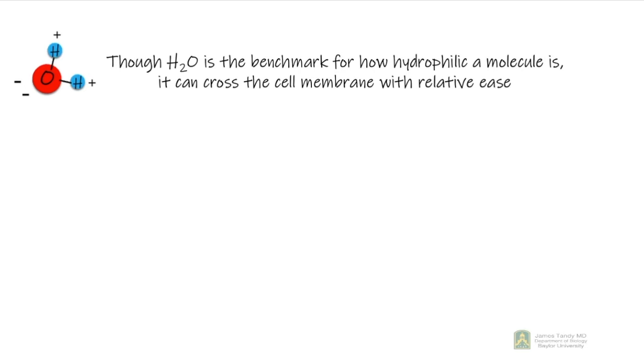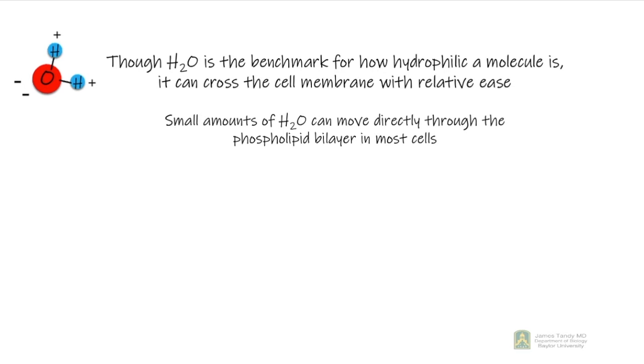Let's talk a little bit more about how water gets across the membrane. Water is highly polar, yet our cell membranes are quite permeable to it. A small amount of water can cross directly through this phospholipid bilayer. How easily this occurs depends partly on how tightly the phospholipids which make up our cell membrane are packed.